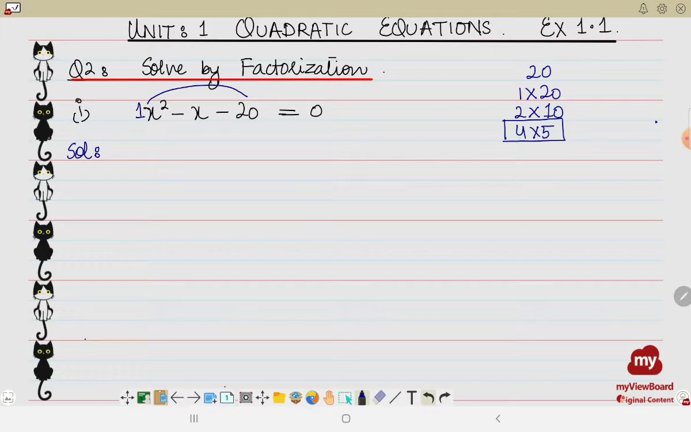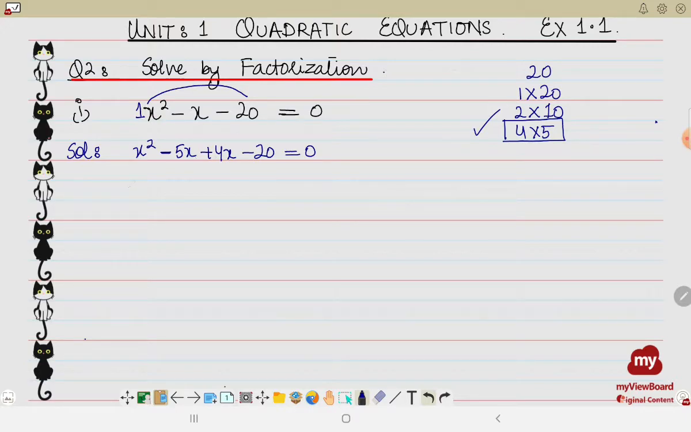If you see, when we subtract 4 and 5, we get minus 1. So we'll be using these factors. So x square minus 5x plus 4x minus 20 equals 0. We have to take care of signs as well because we need minus x over here. So minus 5 plus 4 becomes minus 1.